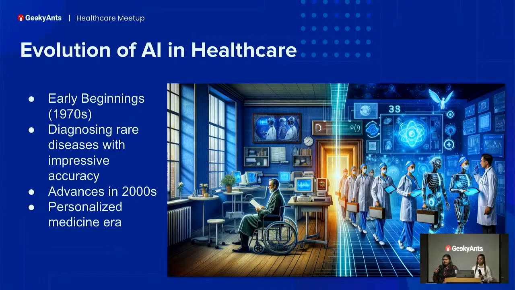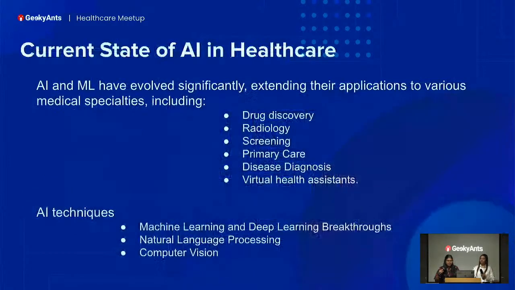In the 2000s, when we see what big events were happening, IBM Watson started making headlines because of its impressive accuracy in diagnosing rare diseases. At the same time, CRISPR came, which helped with genetic analysis. It combined with AI and helped in medicine with genetic engineering. This happened and AI became personalized. This started the era of personalized medicine in AI.